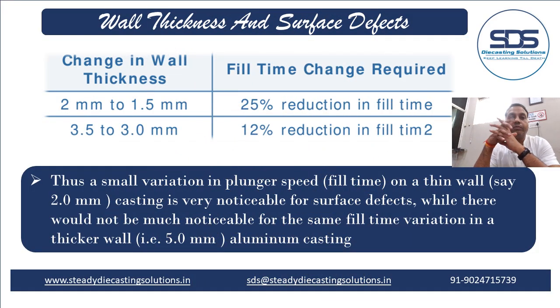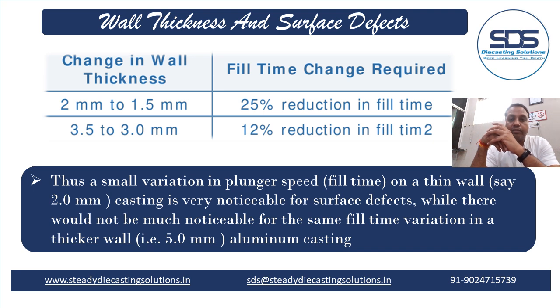Okay, so today we talk about the relation between the casting wall thickness and the casting surface defect. We will discuss the relation between the casting wall thickness, the plunger speed and the casting filling time: how the process changes and how we have to control the process in a close tolerance as we change the casting thickness, so that we can get consistent casting quality. So today we will discuss this.